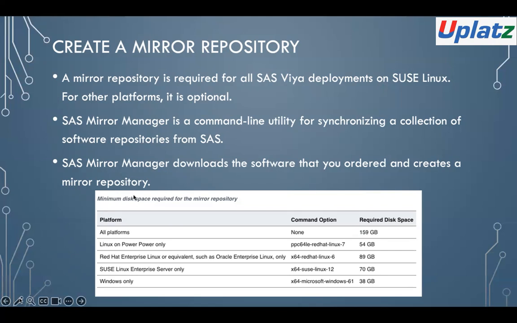So as you can see in the image, the minimum disk space required for a mirror repository, if you're doing it for all the platforms, is 159 GB. But if you take platform specific, Linux on Power only is 54 GB, and then the command options are also mentioned. Red Hat is 89 GB. Windows it's only 38 GB.